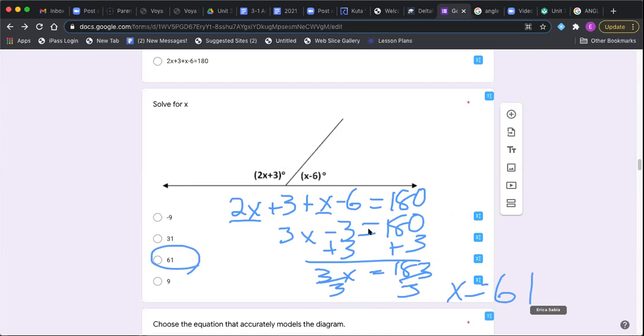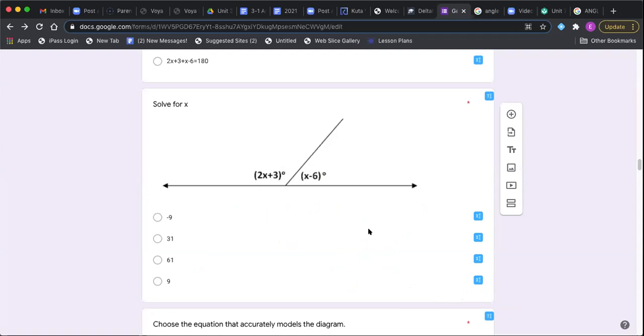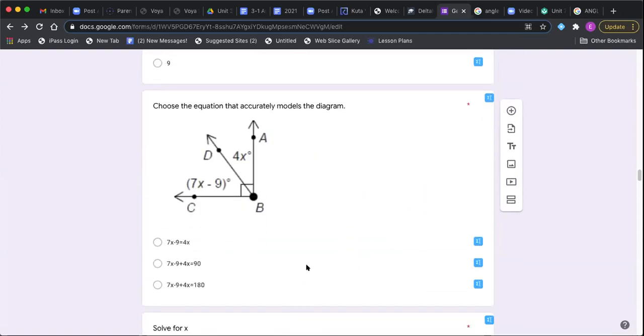Okay, so in my quick scanning, it seemed like most of you guys were okay-ish with the equations and solving it. All right, so just let me know if you are still struggling there. Let's see if we can figure out this next one.